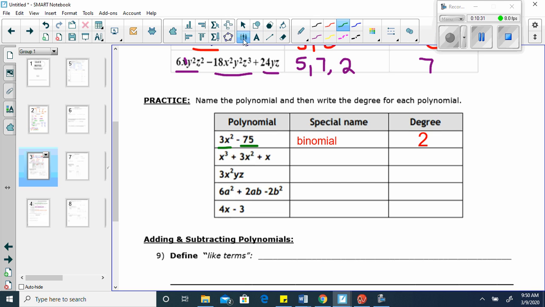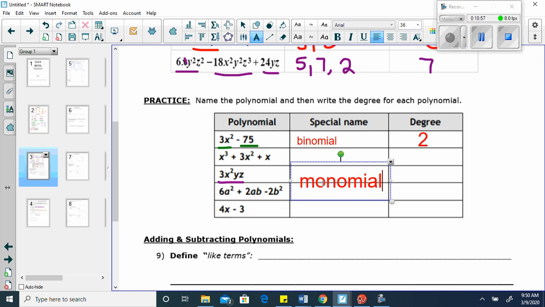Let's do 2 more here. Let's come here. What is this called? Be careful, I'm hearing trinomial. Is this 3 different terms? Terms are separated by subtraction and addition signs. Do we see any of that here? No, this is just one term, guys. This is a monomial. Even though it has 3 variables, it is only one term. It is not separated. Okay, so this is actually a monomial.